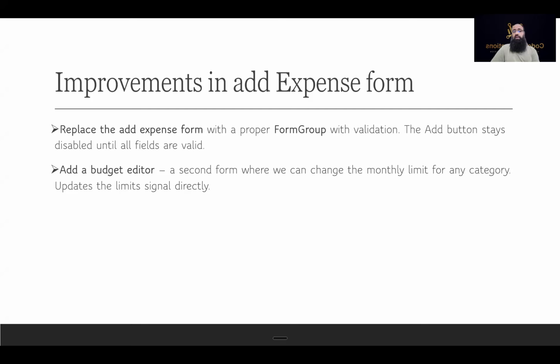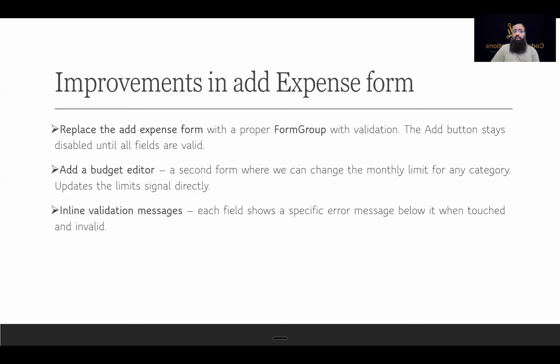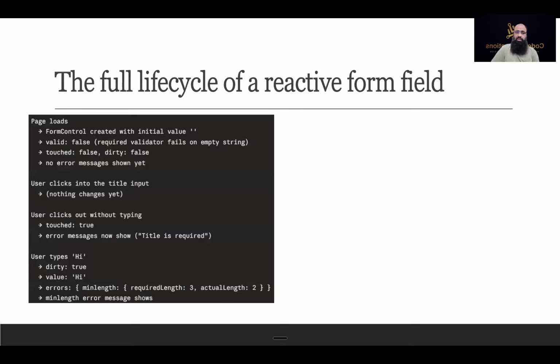Then comes a budget editor. We already have certain limits hard coded from our previous video, so we are going to extend on that and change the monthly limit for any category and update the signals accordingly. And the inline validations, where each field shows a specific error below it when touched and invalid, we are going to show that as well.